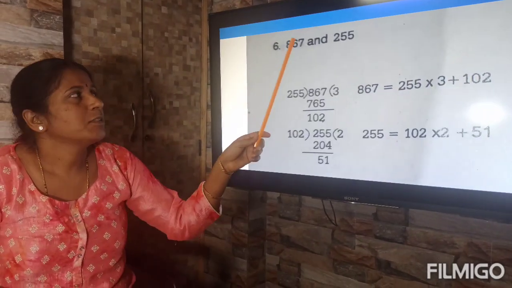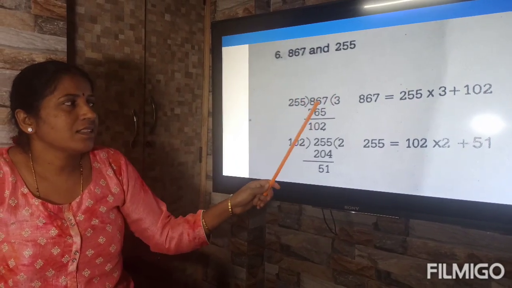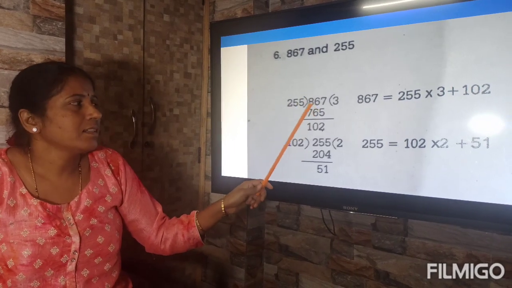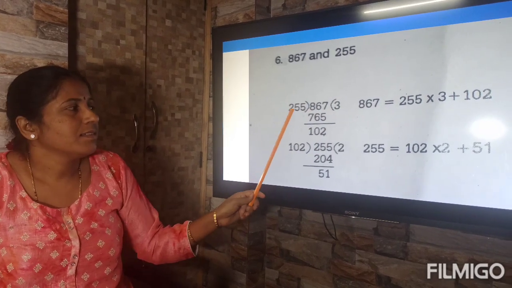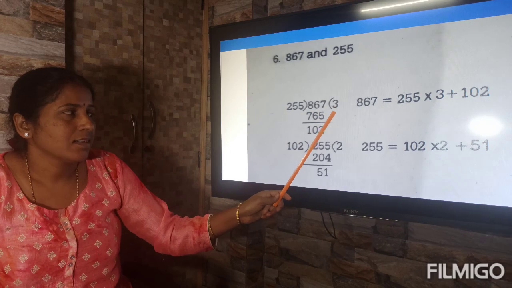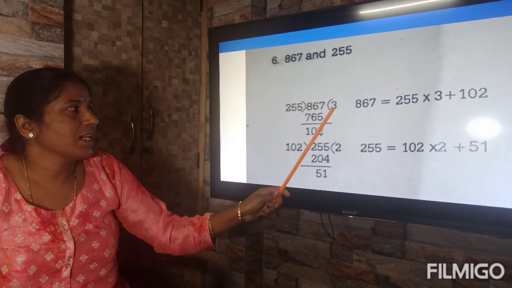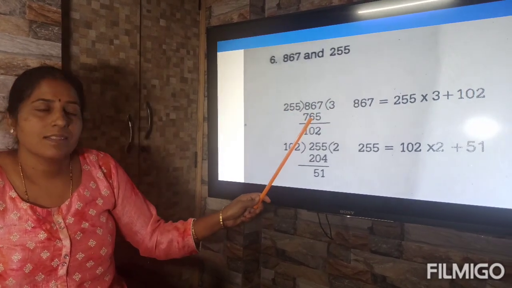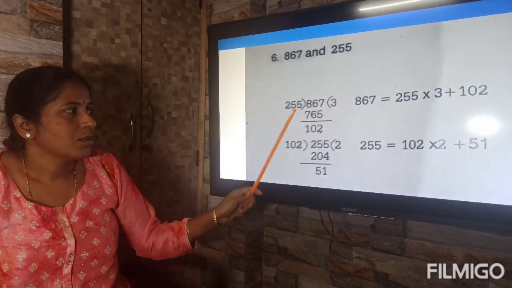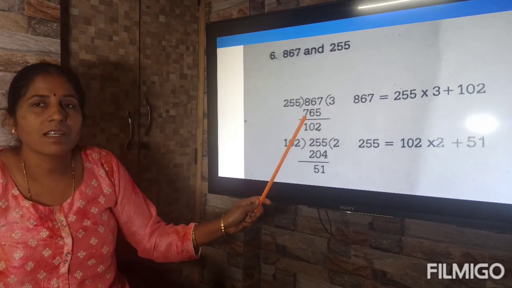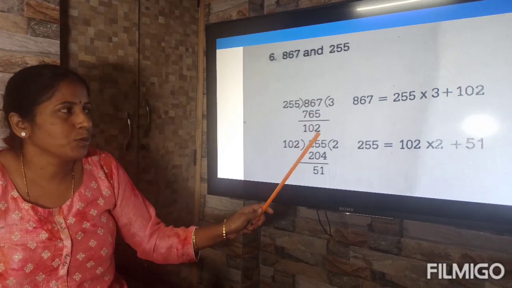Here the given two numbers are 867 and 255. Here the bigger number is 867. I have to take it as a dividend, and this 255 take it as a divisor. Divide 255: 3 5s are 15, 1 carry again. 3 5s are 15 plus 1 is 16, 1 carry again. 3 2s are 6 plus 1 is 7. Total 3 into 255 we got 765. Subtract in 867, we will get 102.